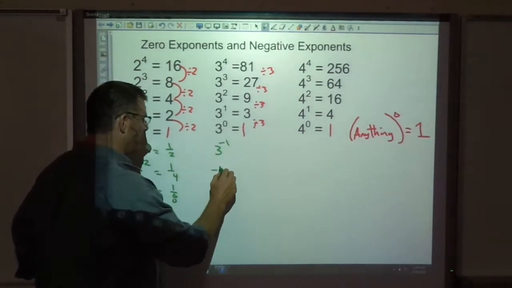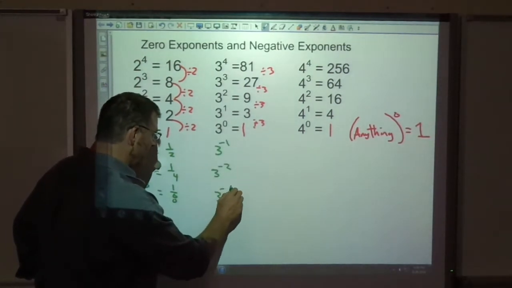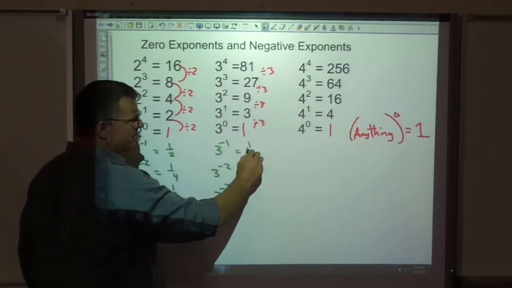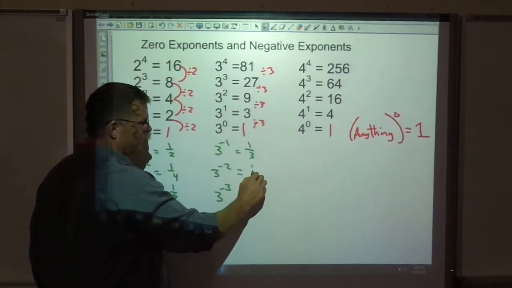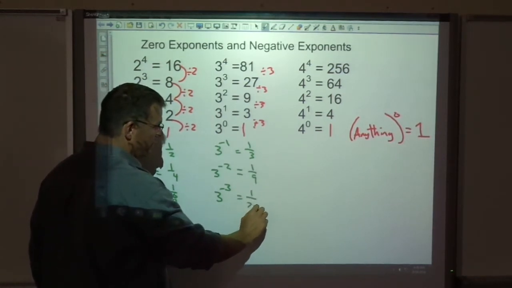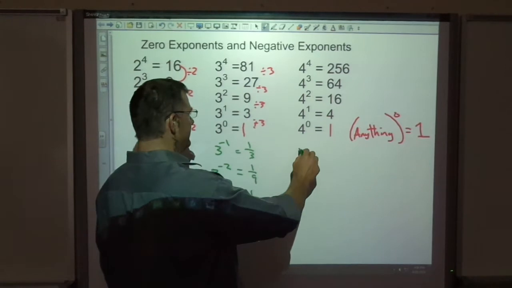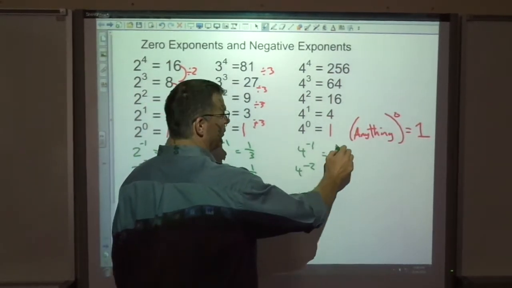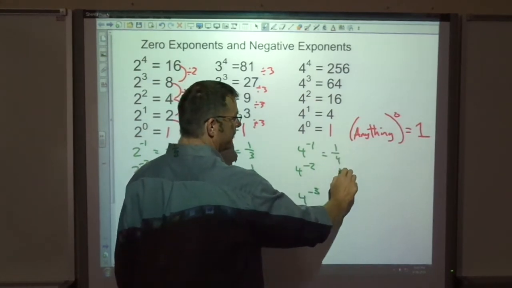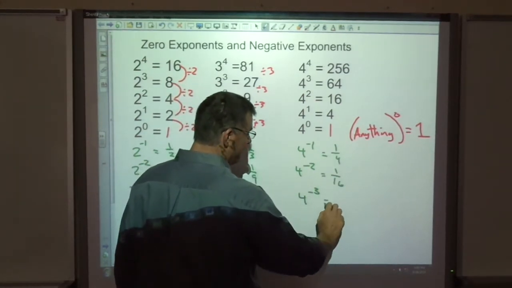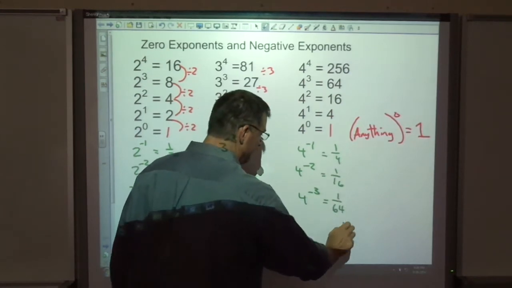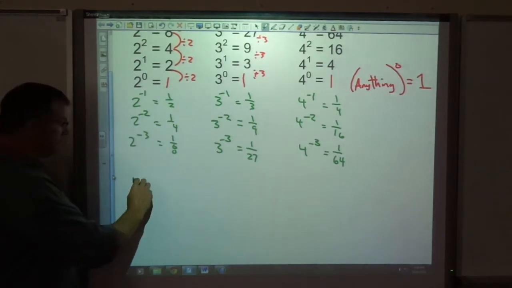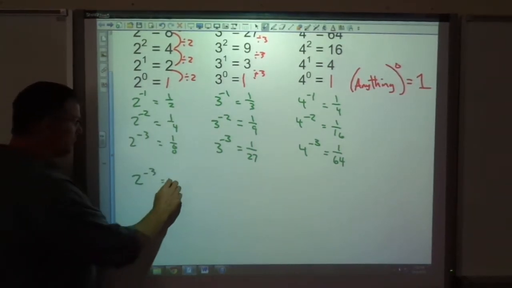3 to the negative 1, 3 to the negative 2, 3 to the negative 3. These are being divided by 3. So if I divide this by 3, divide this by 3, 1/9, 1/27. Same thing here. Divide by 4. Divide by 4. Divide by 4. So if you see our pattern here, 2 to the negative 3 equals 1/8.